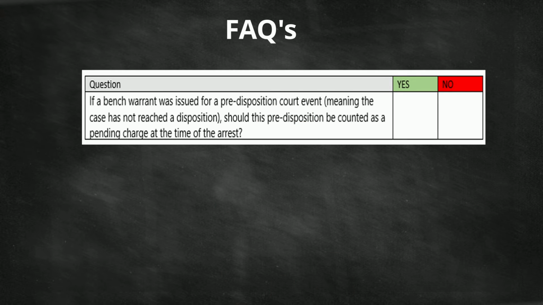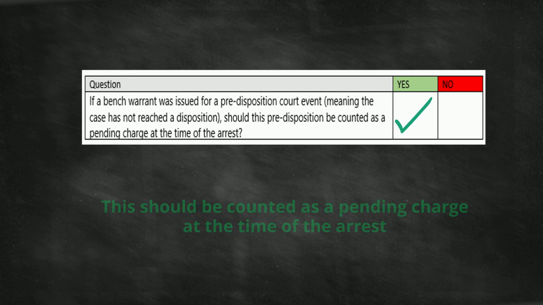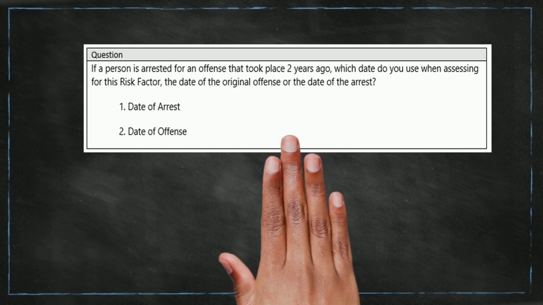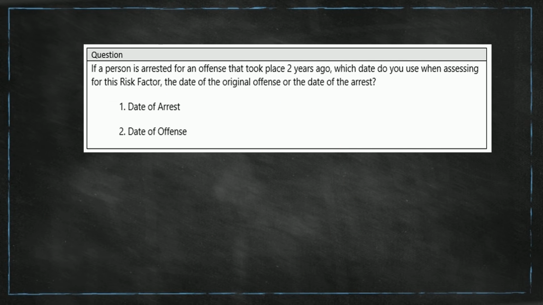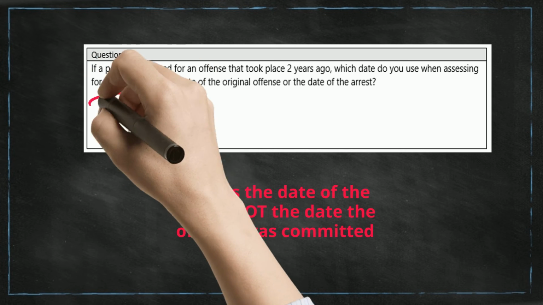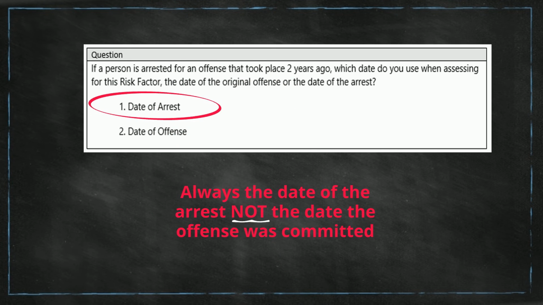Okay, so what about if a bench warrant was issued for a predisposition court event, meaning the case has not reached a disposition? Should this predisposition be counted as a pending charge at the time of the arrest? Yes, this should be counted as a pending charge at the time of the arrest. If a person is arrested for an offense that took place 2 years ago, which date would I use when assessing for this risk factor? The date of the original offense or the date of the arrest? The answer is always the date of the arrest, not the date the offense was committed.